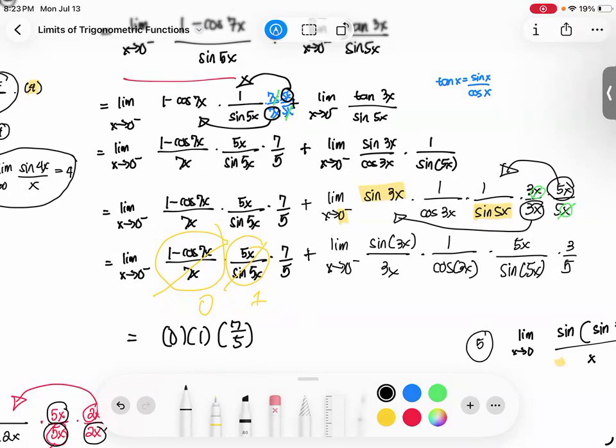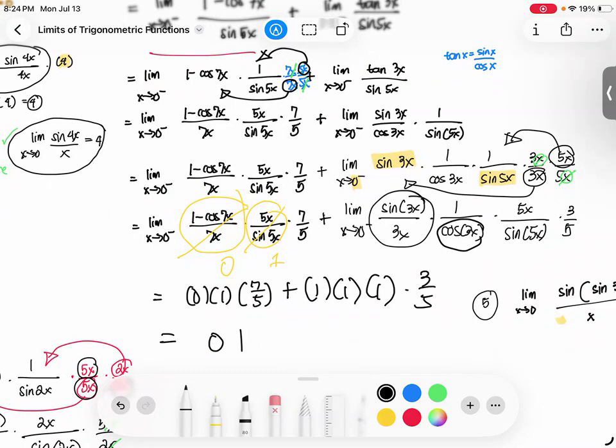plus this sine of 3x over 3x is 1. 1 over cosine of 3x is 1 over cosine of 0. Cosine of 0 is just 1. So this is times 1 again. And then we have sine of 5x over sine of 5x. That's also 1. And then times 3/5. This simplifies to 0 plus 3/5. So the limit here is just 3/5. So the limit of this is just 3 over 5.